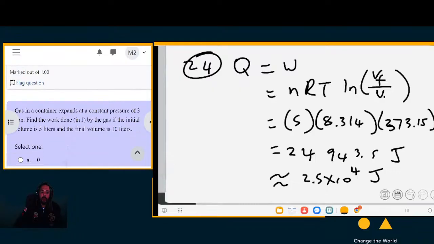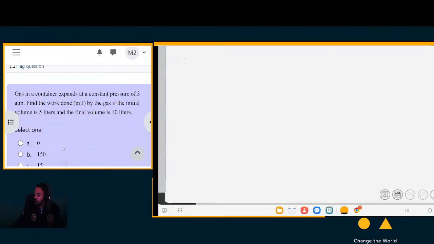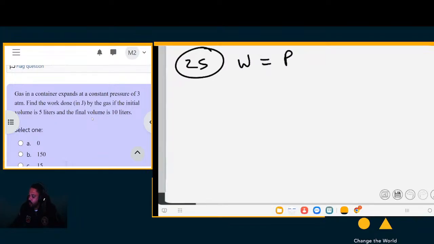Yes, we are correct. Now, second to last problem, question number 25. Gas in a container at a constant pressure of 3 atmospheres. Find the work done in joules by the gas if the initial volume is 5 liters and the final volume is 10 liters. Okay, so work done. Work is equal to pressure times the change in the volume. So pressure is 3 atmospheres. It's given there, 3 atmospheres.